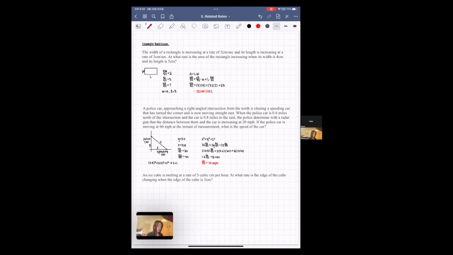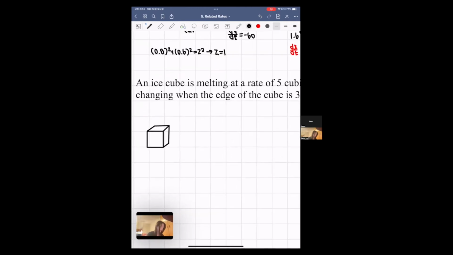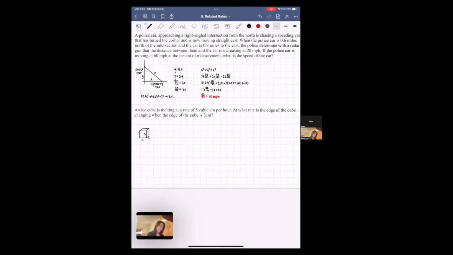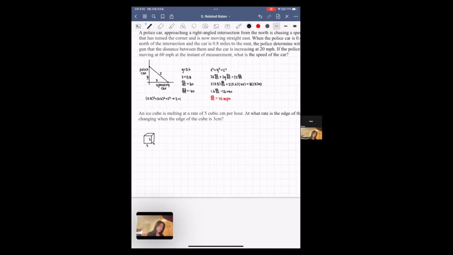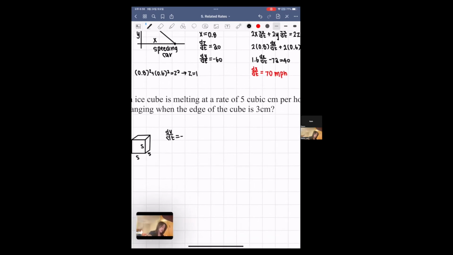This one is really much easier because it's just looking at an ice cube. So let's draw what's happening. Basically, this means that there's a cube. And all of these, they're all S because they're all cubes, right? So we know that the ice cube is melting at a rate of 5 cubic centimeters per hour, which means that the volume is decreasing at negative 5. We have to find ds dt, and we know that the side is 3.